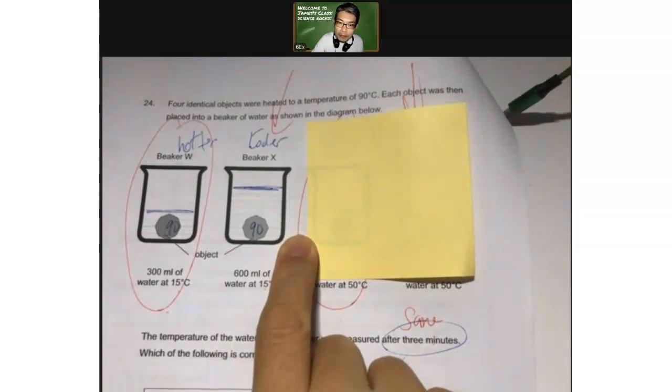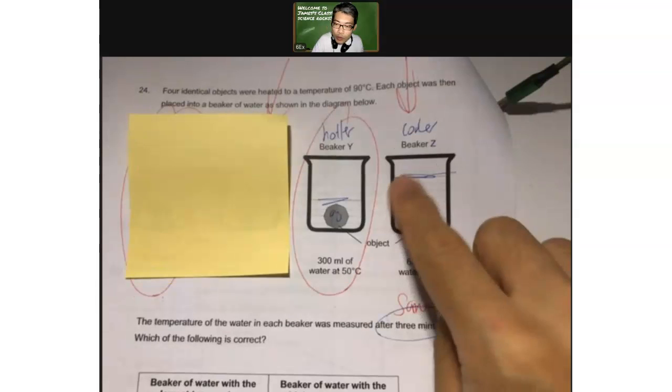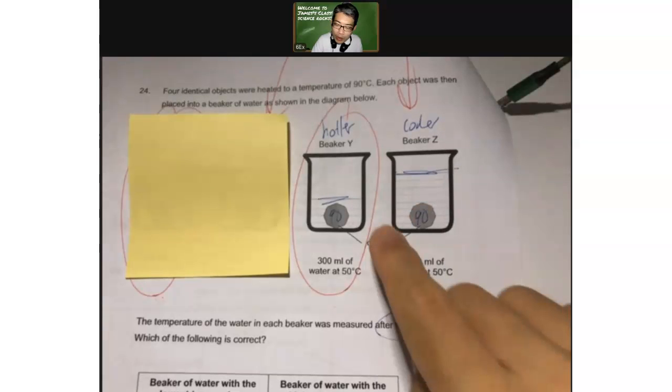Let's look at the other side now. In this diagram, you have again 2 containers at the same temperature of 50 degrees Celsius and they are different volumes. So same reasoning, there's more water here, so it takes more heat to heat up so much more water to the same temperature as this. So after the same amount of time, the water here will feel hotter than this.